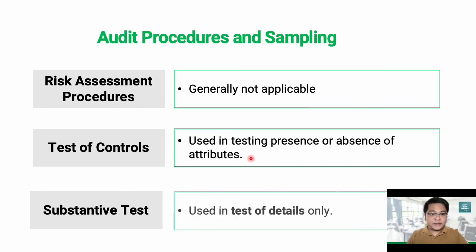And finally, in substantive tests, we also use sampling, but in test of details only. We do not use audit sampling in substantive analytical procedures because, as discussed, in analytical procedures, we do not use the audit sampling concept.